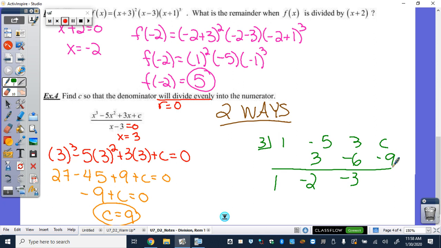So then all you have to remember is what would I add to -9 to make this my happy smiley face of 0? It would have to be 9. So either way, you still end up with the same answer. You can use remainder theorem set equal to 0. I think that one's kind of the faster way to go about it. Or you can use your synthetic division for it.